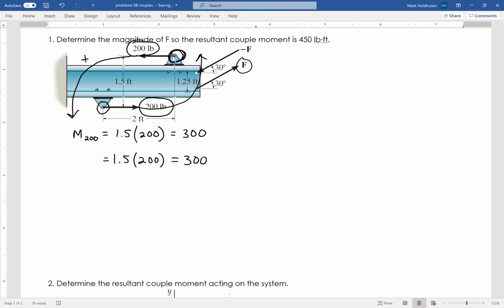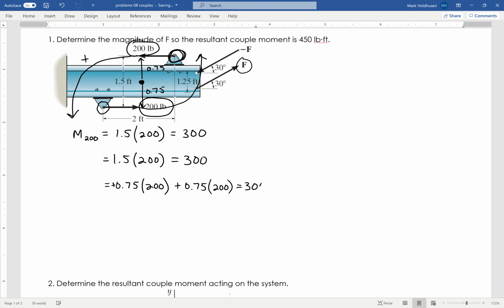What if I take a point right in between? What if I take this point right here? So now I go down 0.75 and up 0.75, half of the way. So I take it right in the middle. If I go up 0.75 times 200, about that point, that's going to be a positive moment. The bottom one is also going to be a positive moment. I go 0.75 away times 200, but here's the thing, I get 300 again.